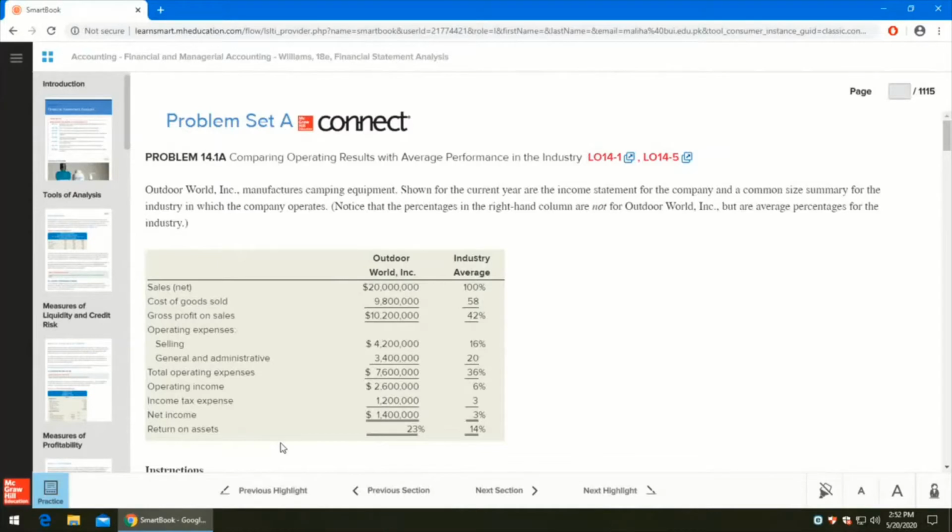Today I'm going to be talking about some of the stuff that was left behind from the previous lecture. These were primarily some of the practical problems that we were facing. Now, we did, if you recall, some of the brief exercises from Williams, Haka, Bettner, Carcello's Financial and Managerial Accounting book. This edition that we're doing is the 18th, and I've also planted that in the description box.